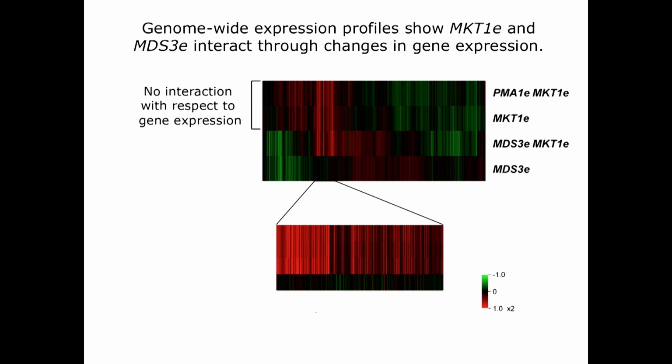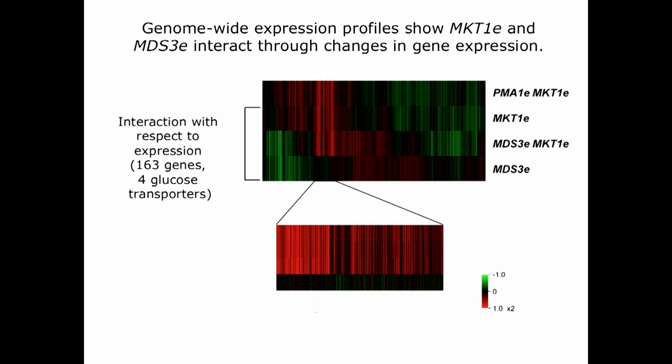MKT1 has a huge effect on transcription. So the interaction here is something other than a global interaction at the level of the transcriptome. But the interaction between these two does involve interaction at the level of the transcriptome: 163 genes, plus those 4 glucose transporters, where there is measurable interaction occurring. And again, the MKT1 module here is the one that's important in the respirative process. So we don't know the details, but there is something very positive happening between these two.